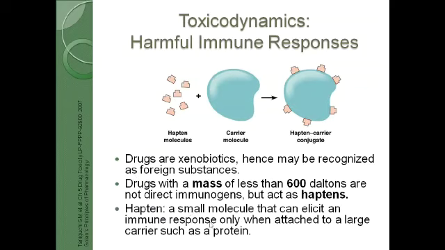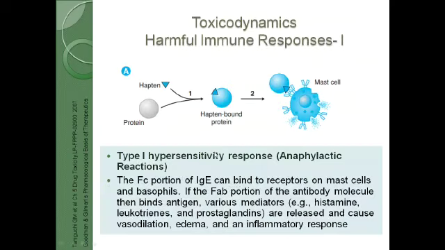So, what is a hapten? It's a small molecule, less than 600 daltons, that can elicit an immune response only when attached to a large carrier molecule, such as a protein. So, I said I will explain harmful immune responses. I will mention 5 types of harmful immune responses. So, first, let me explain type 1 hypersensitivity response, which we call anaphylactic reactions.